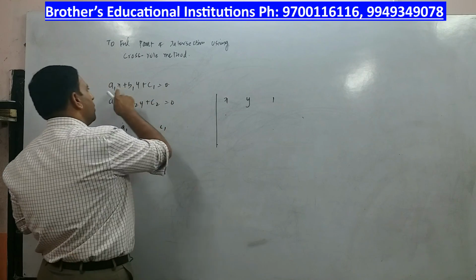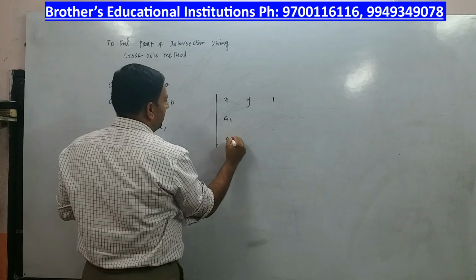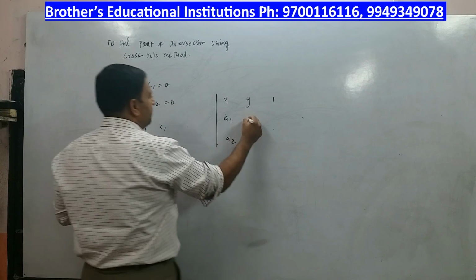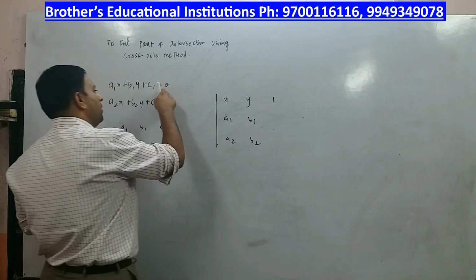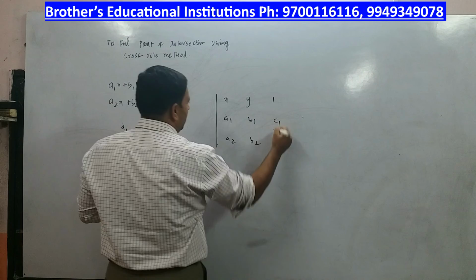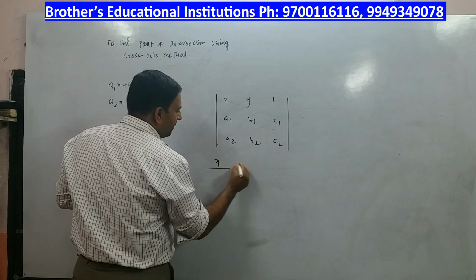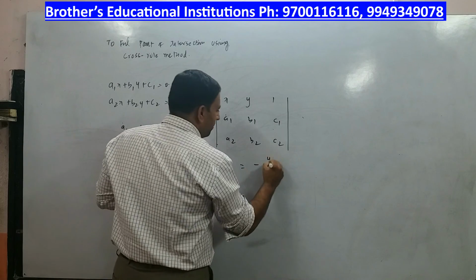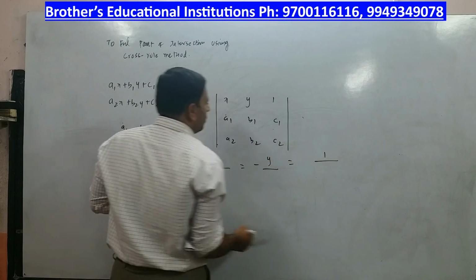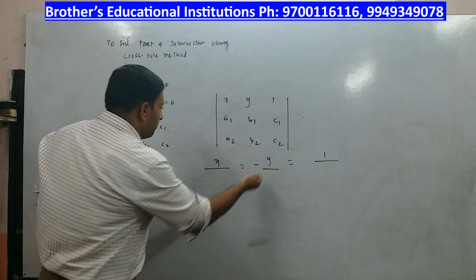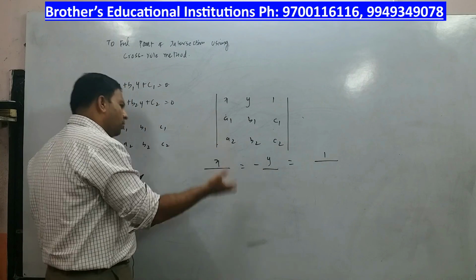Now, what is the coefficient of x? You will write a1, a2. What is the coefficient of y? You will write b1, b2. And below 1, you will write the constants. The constants are c1, c2. Now, once you write that, you will write x by something is equal to minus y by something is equal to 1 by something. Now don't ask me why we write minus y by something. The rule is like that, right?